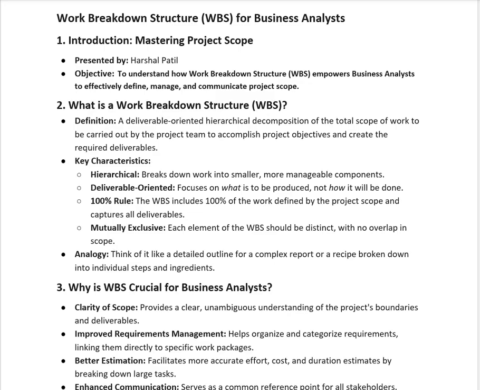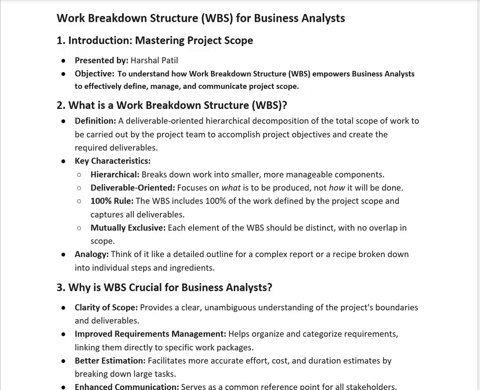Key characteristics of the work breakdown structure: it is hierarchical, it is deliverable oriented, it follows the 100% rule, and it is mutually exclusive. The first one is hierarchical: breaking work into smaller, more manageable components and tasks. It should be developable and testable. In Scrum teams, we break down huge tasks: we have the Epic, in the Epic we consider user stories, and in the user story we consider tasks. A task looks like a work breakdown structure element.